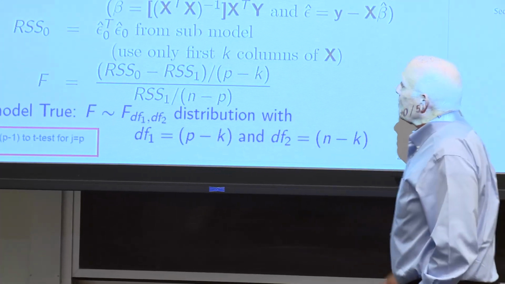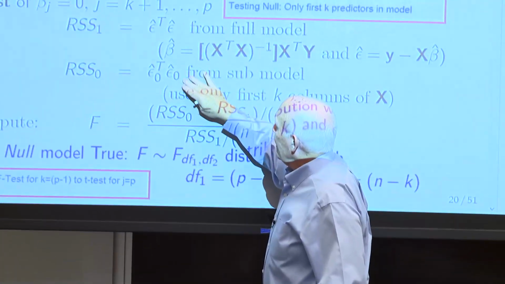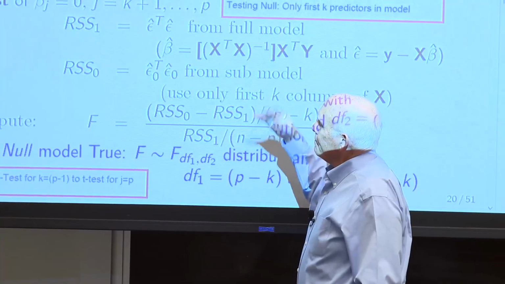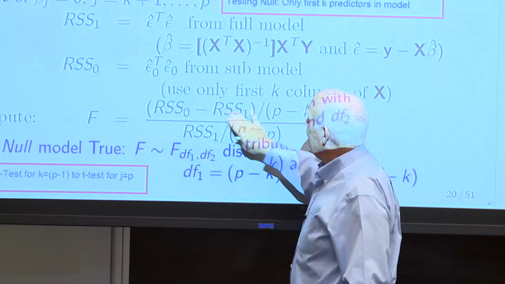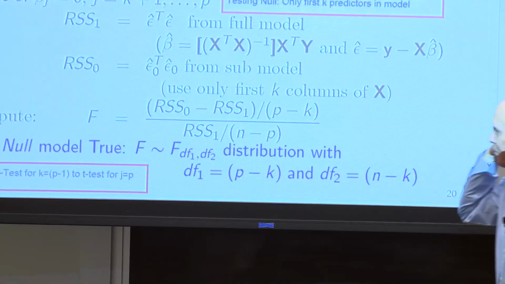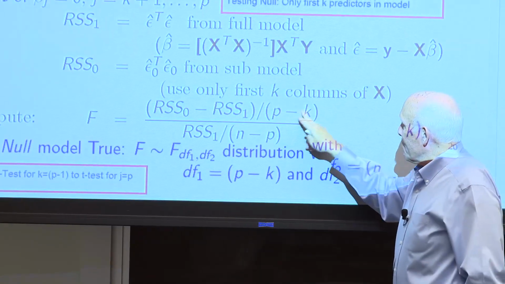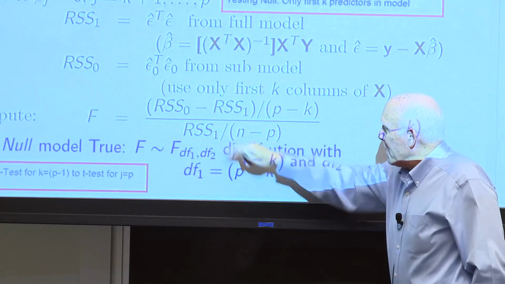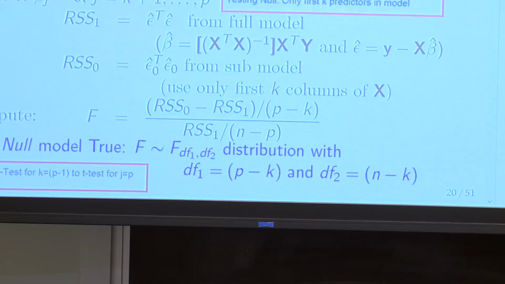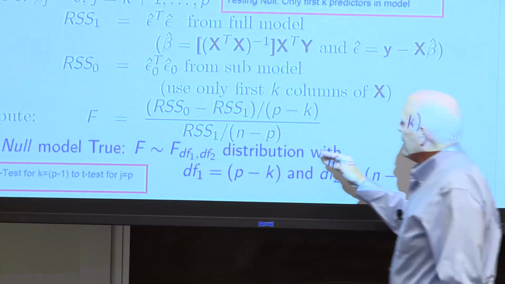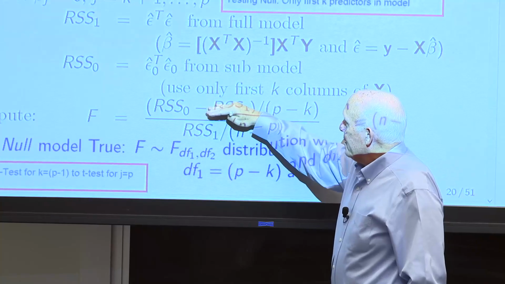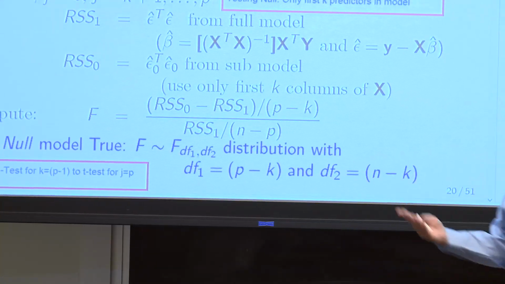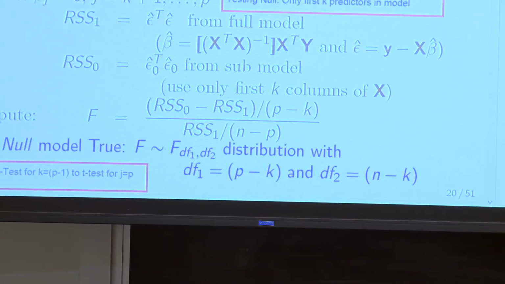And because the full model minimizes the sum of squares further, we can look at the difference in residual sum of squares, normalize that by p minus k, and compare that with the residual sum of squares under the full model divided by n minus p. So this is an estimate of sigma squared using the full model. This numerator is also an estimate of sigma squared based on the null hypothesis being true.